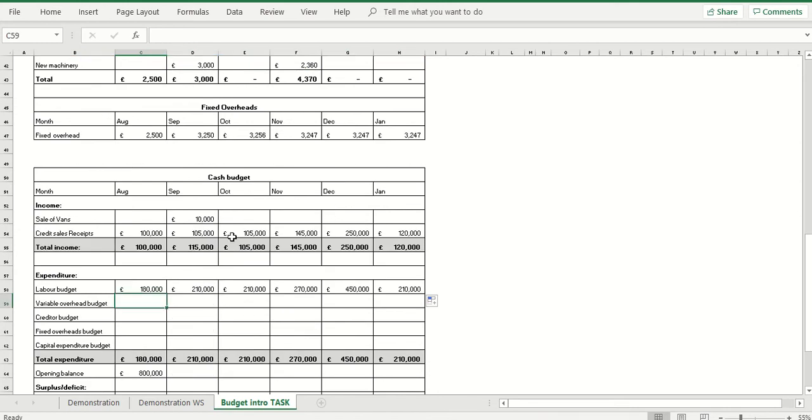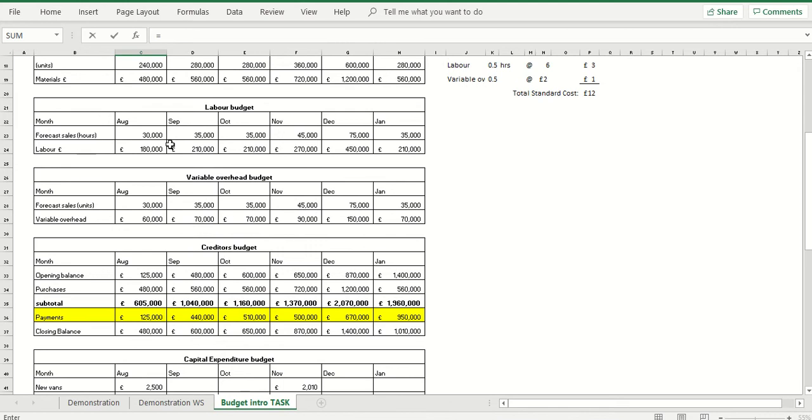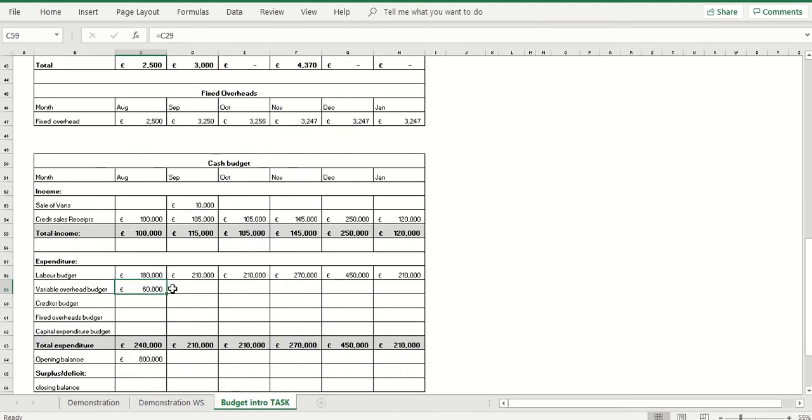Variable overhead is exactly the same thing. We expect to pay out £60,000 for variable overheads in the month of August. In the month of September it's going to be 70, month of October 70, and so on and so forth. So we can just drag that across again.